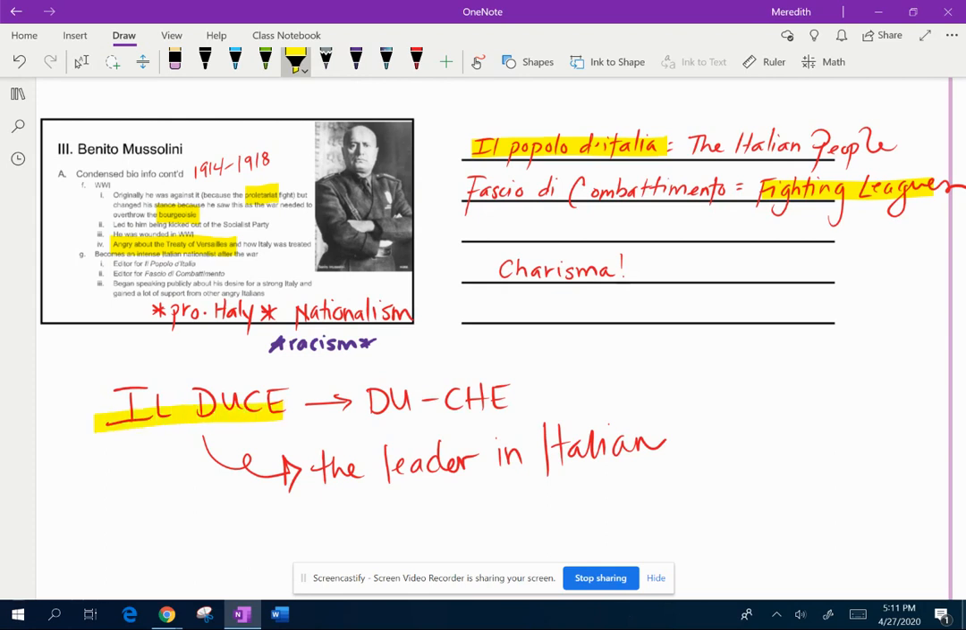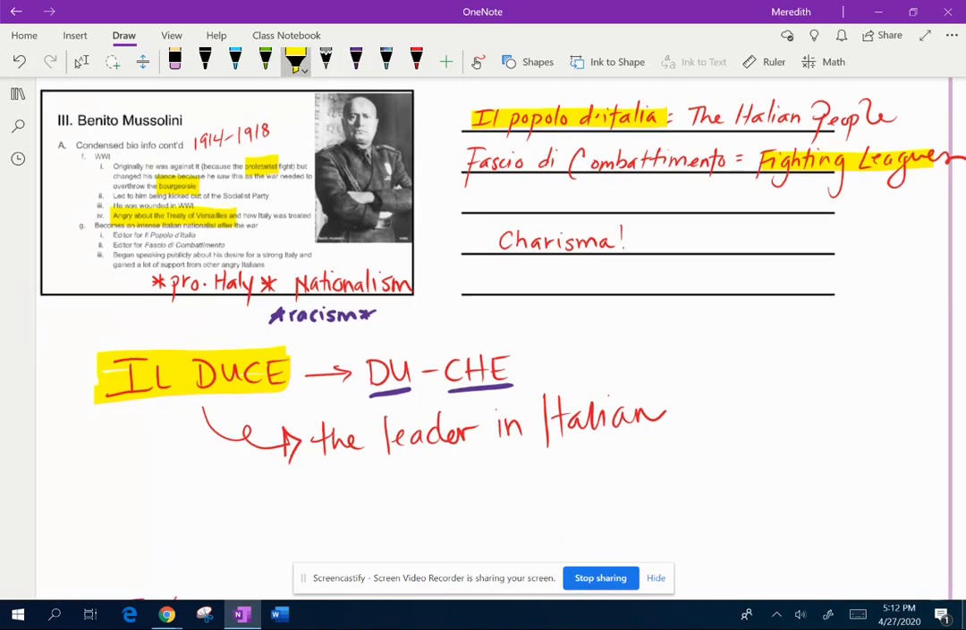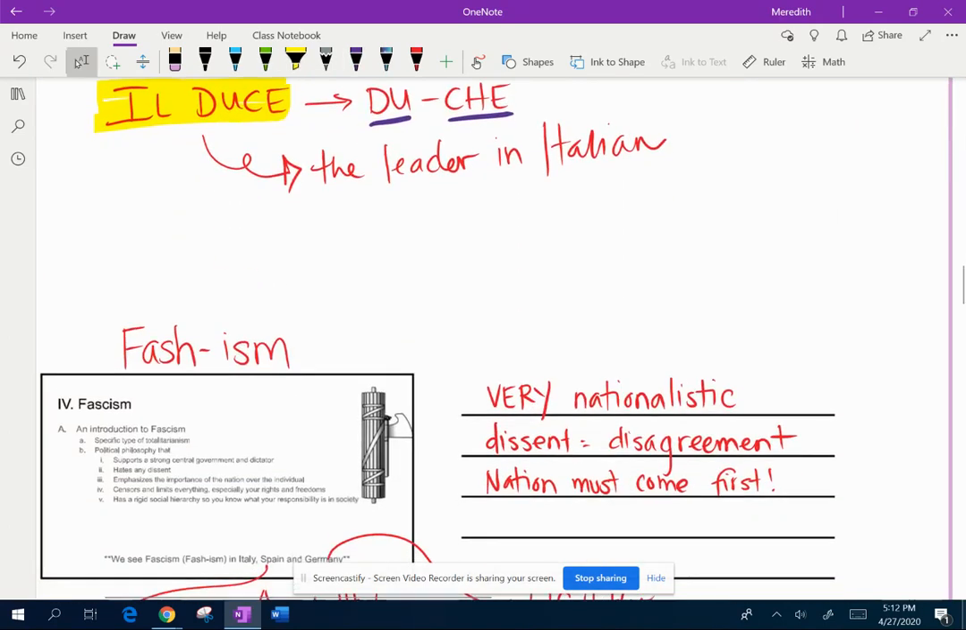Now, during this time, and your book doesn't highlight this, but I definitely want to, he gets a nickname called Il Duce. I've got it phonetically spelled over here, Duce. And what that translates to from Italian is the leader. And so his nickname, Benito Mussolini, you're going to hear it said, Il Duce. Oh my gosh, Duce, Duce, Duce.